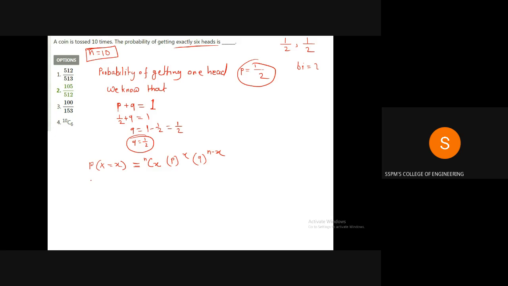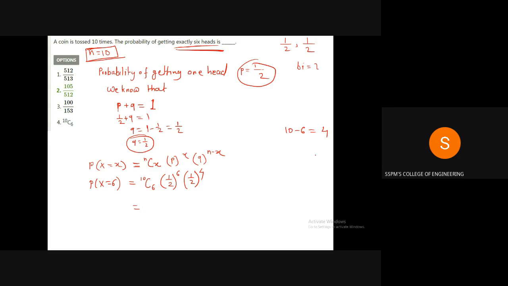So what are the values here? We have to find the value for P of X equal to 6 heads. So P of X, that is x equal to 6, is equal to nCx. The value of n is 10. So we will put n and the value of x in the equation: 10C6 into half raised to x. The value of x is 6, and q is again half raised to n minus x. n is 10 and x is 6, so n minus x is 4. So we will solve this.